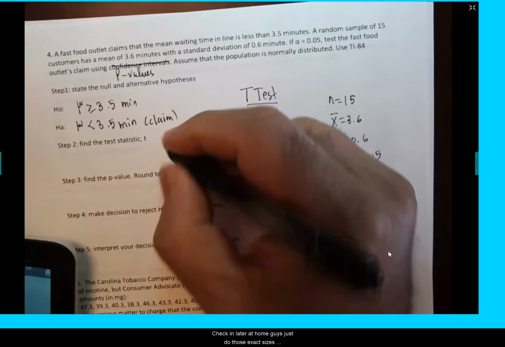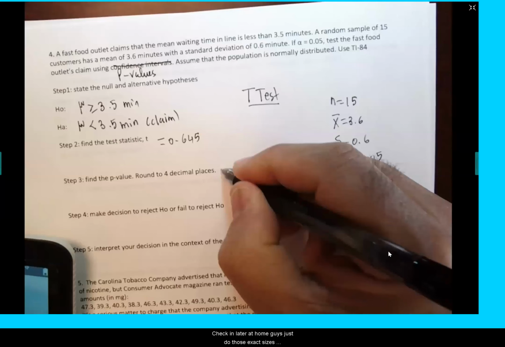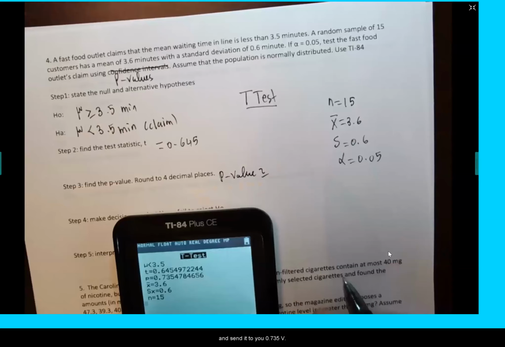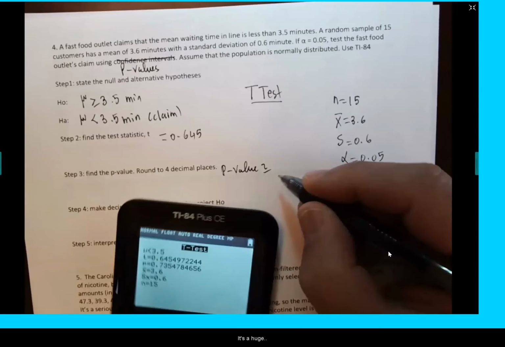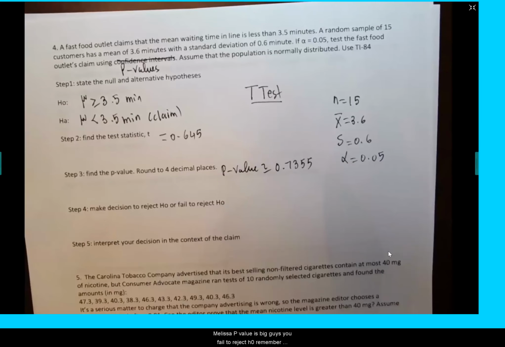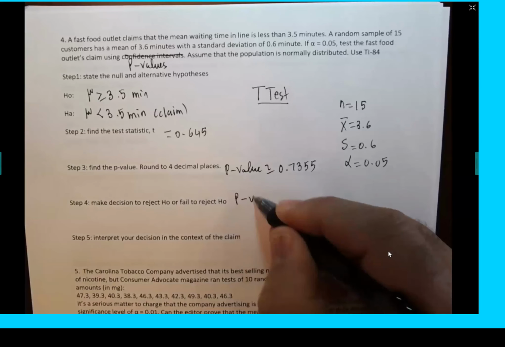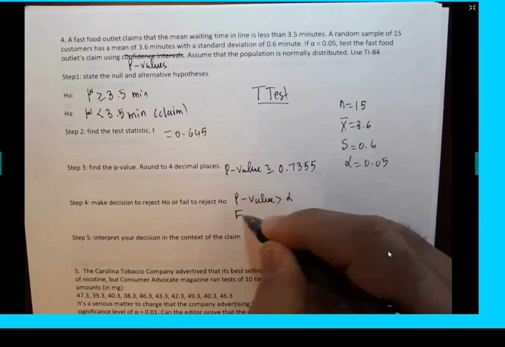Check them later at home, guys. Just do those exercises again and make sure that they match. And I'm going to scan this and send it to you. The p-value is 0.7355. Oh, it's a huge p-value. Well, if p-value is big, guys, you fail to reject H0. Remember, if p-value low, H0 must go, but not in this case. So p-value is more than alpha, we fail to reject H0.